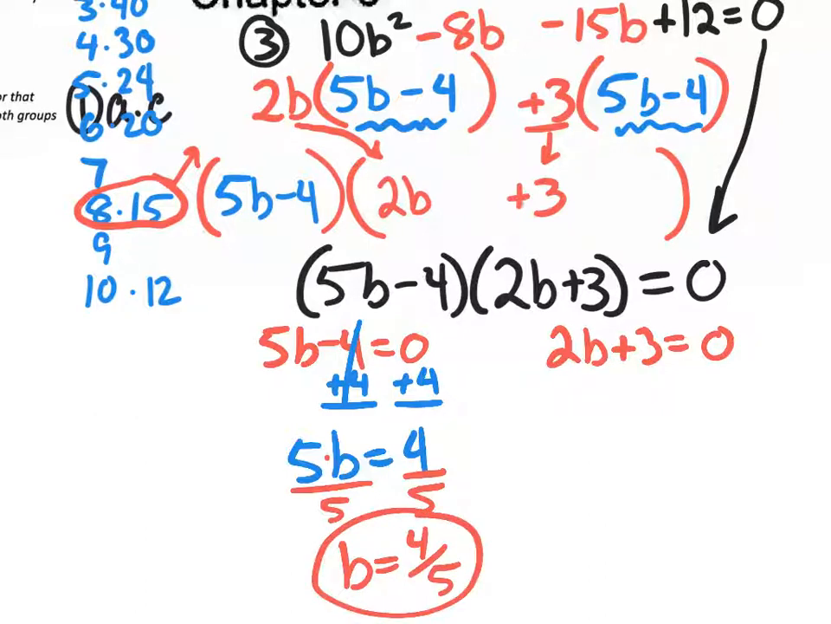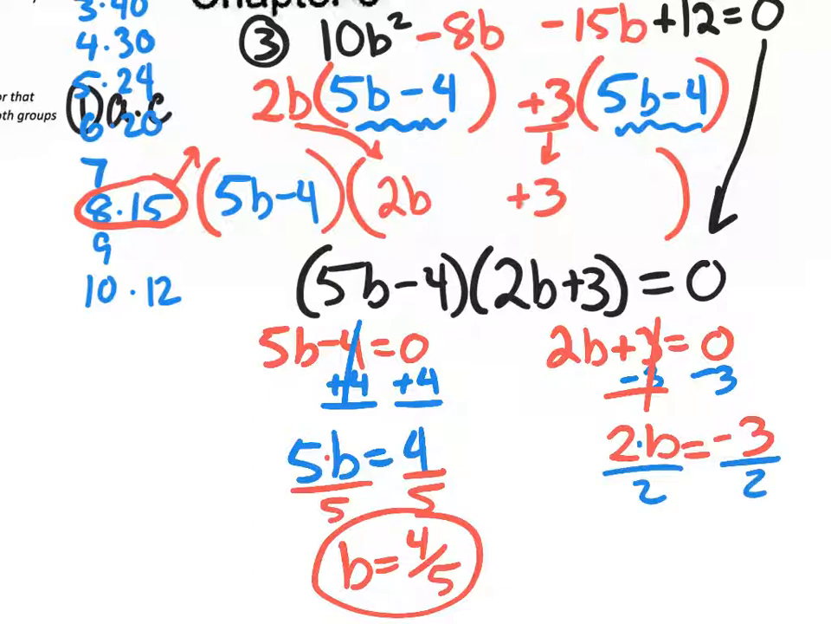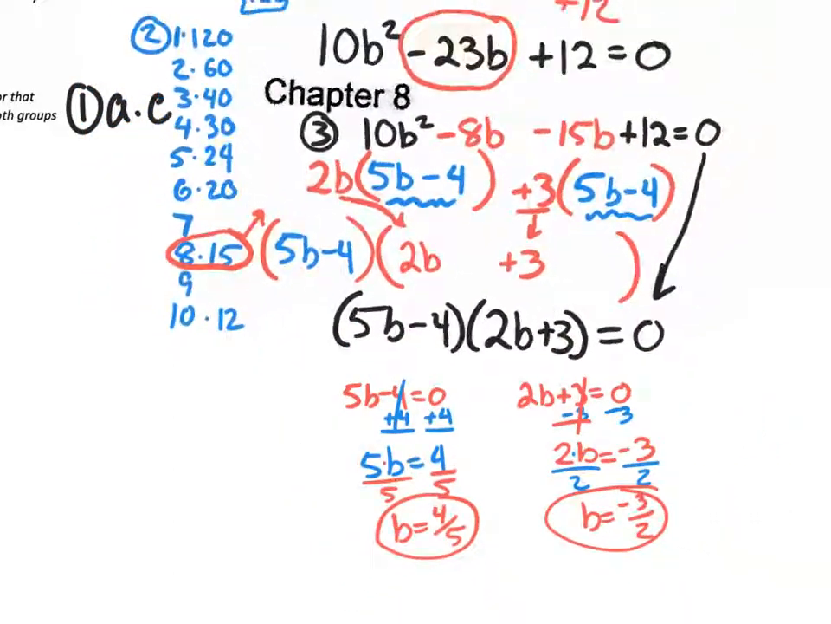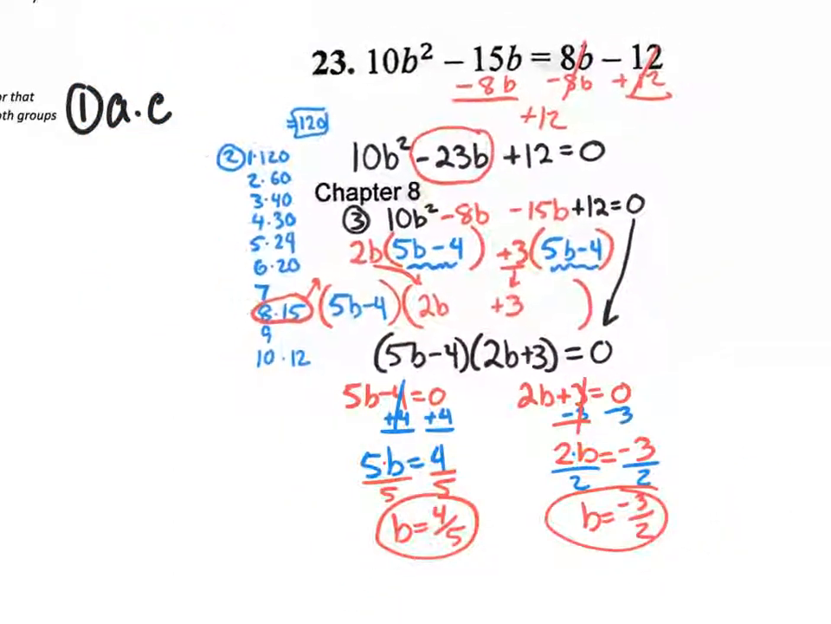That is one answer. The other answer, subtract 3 on the other equation. You're going to end up with 2b equals -3. Final step would be to divide by 2. And we end up with b equaling -3/2. So those are your two answers to the last odd question on today's homework, which is number 23.